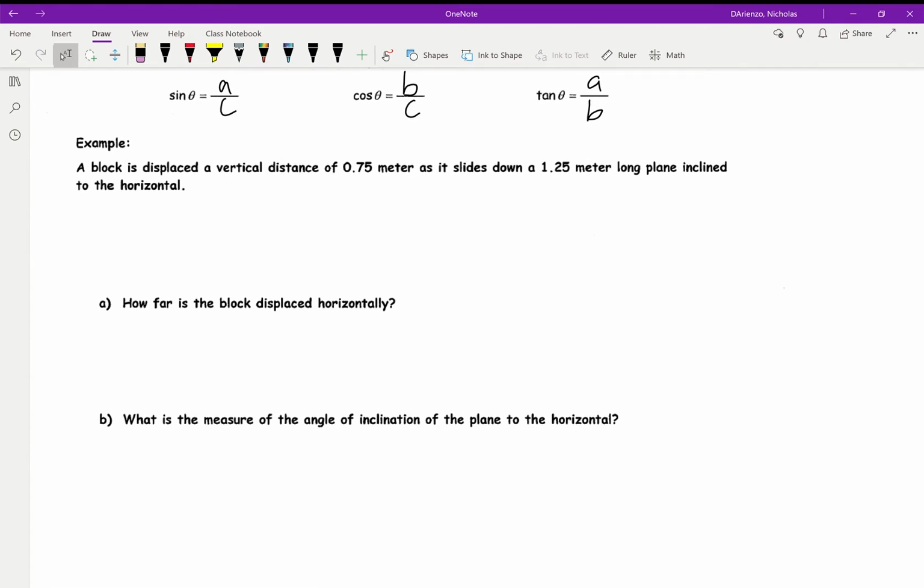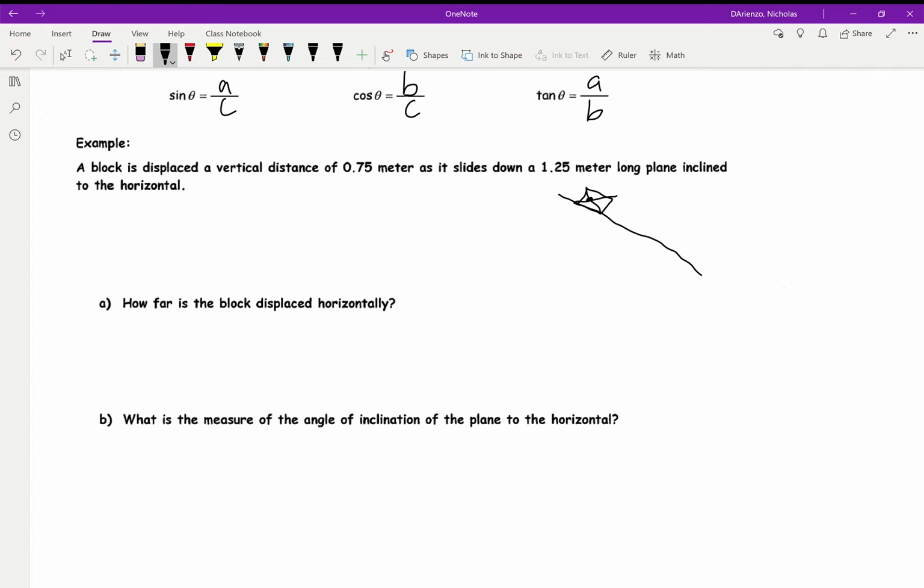Let's do some examples here. A block is displaced a vertical distance of 0.75 meters as it slides down a 1.25 meter long plane inclined to the horizontal. Now I like to sketch this out and draw in my objects here. This is a little box, crate you might want to call it.